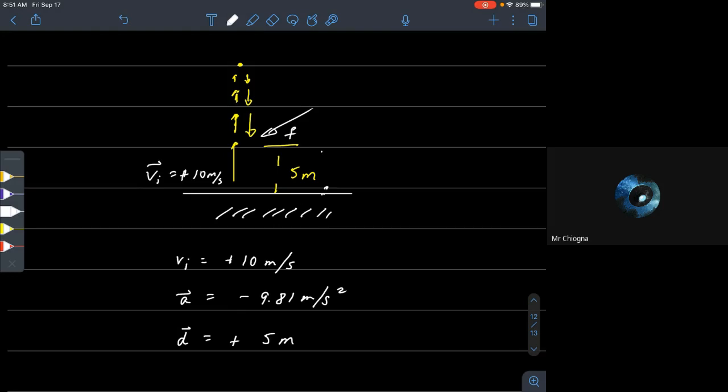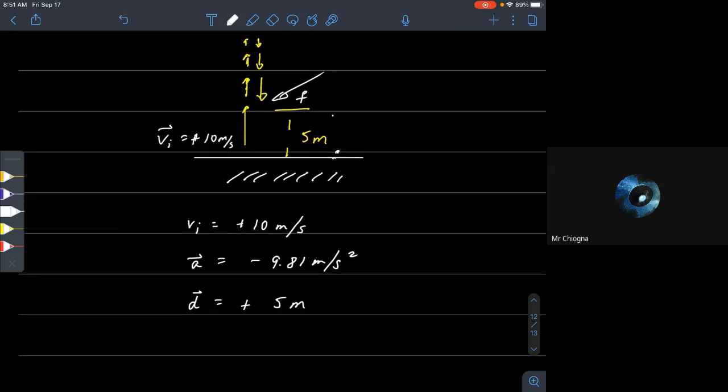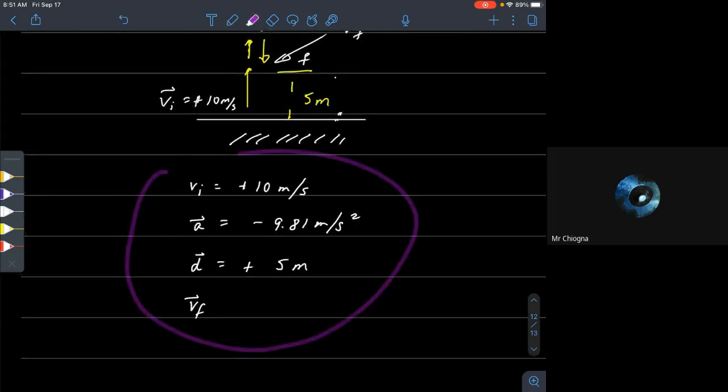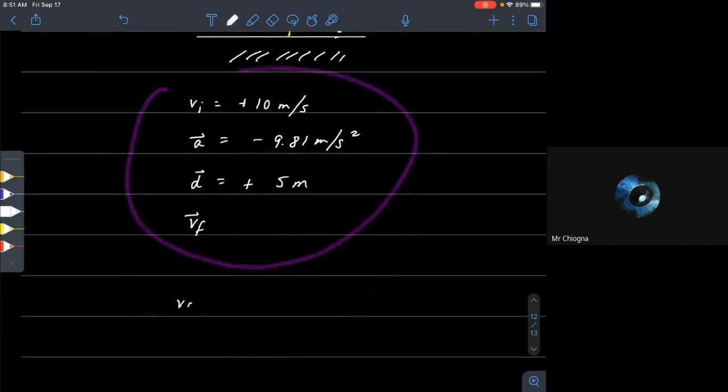Okay, and then it's asking us for the final velocity right here. What is that? That's my final point. What's the final velocity? So that's your list. So choose from the 4 equations. That's the equation.